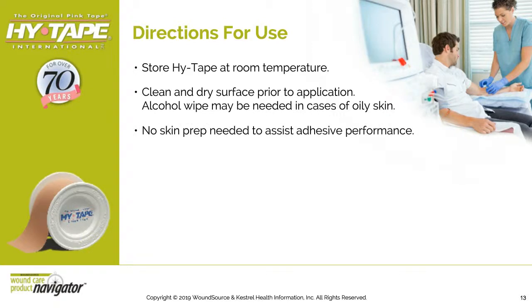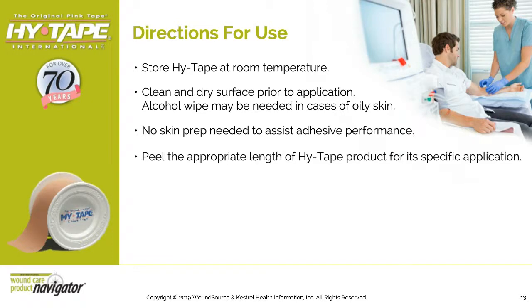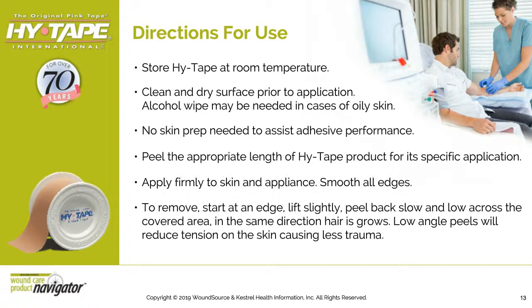Peel the appropriate width and length of High Tape products for a specific application, then apply firmly to skin and the appliance. Smooth all edges of High Tape to the surface it is attached to. To remove, lift at the edge, then slightly peel back slow and low in the same direction the hair is growing. Low angle peels will reduce tension on the skin, causing less trauma upon removal.